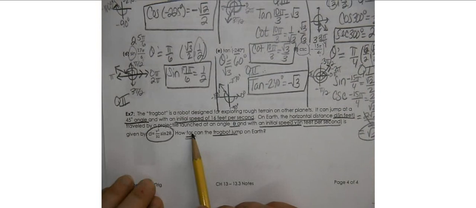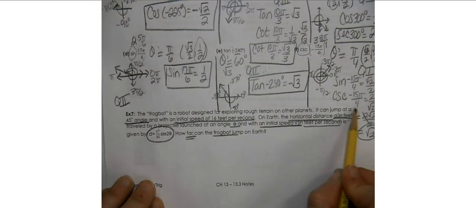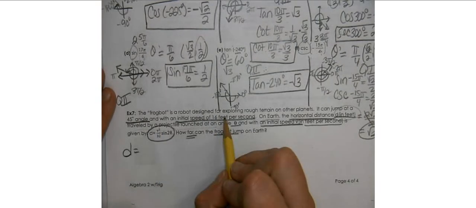Okay, so what we need to do is identify the information that is given to us. We need to figure out how far the Frogbot can jump. So that is going to be our distance, our horizontal distance in feet, and that's how far it's going to travel. So on Earth, the horizontal distance is d. That's what we want to find. Our v represents our velocity, our initial speed. Our initial speed in this case is 16. So I'm going to go 16 squared divided by 32 times the sine of 2 times my angle. My angle in this case is 45 degrees.